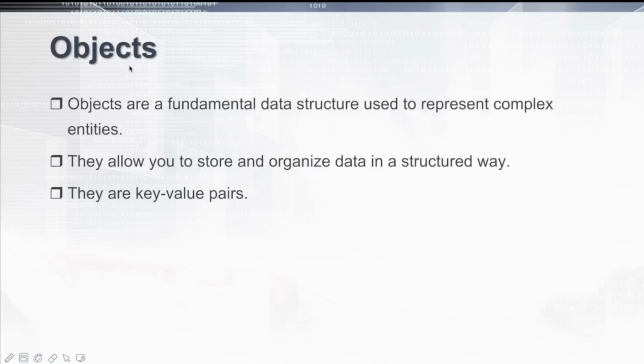So objects are similar to arrays. They are also used for organizing and storing data. Objects are fundamental data structures used to represent complex entities. Sometimes in our program we have complex data to store or to deal with, and in order to represent the complex data correctly, we need a better data structure to represent the data, right? So that's where objects come in.